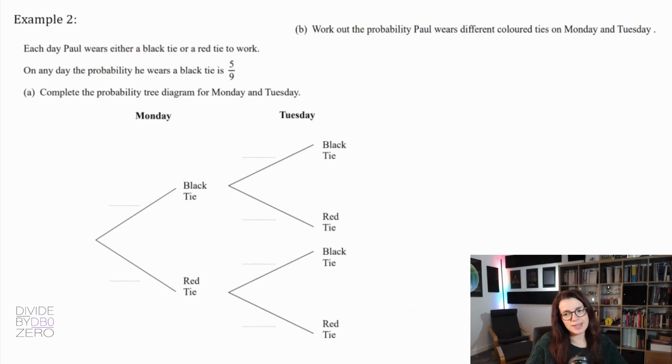Example 2. Each day, Paul wears either a black tie or a red tie to work. On any day, the probability he wears a black tie is 5 out of 9. Part A, complete the probability tree diagram for Monday and Tuesday.